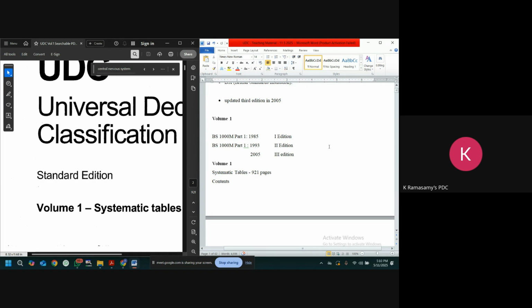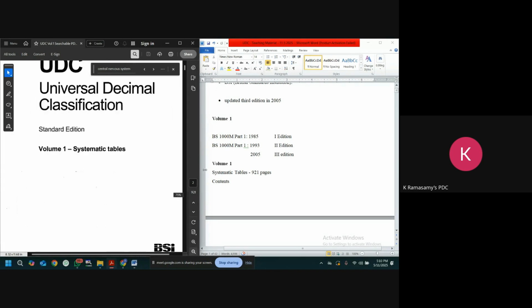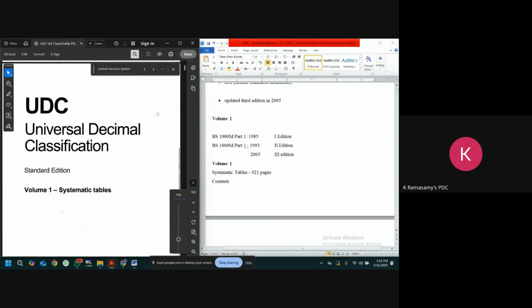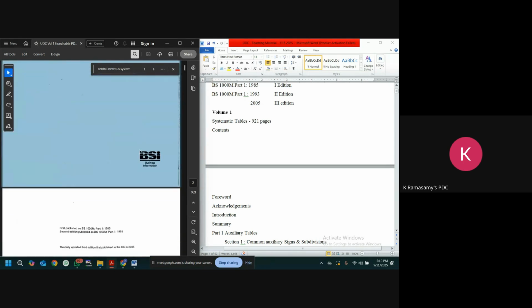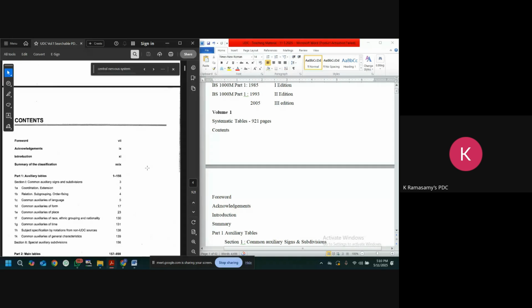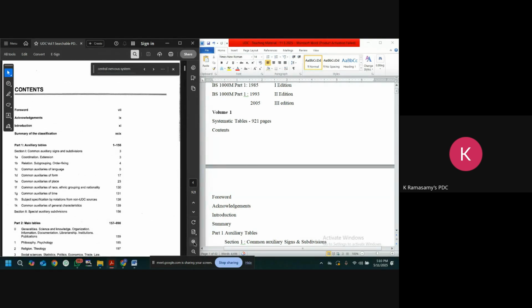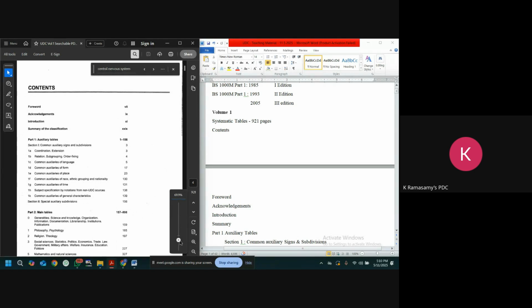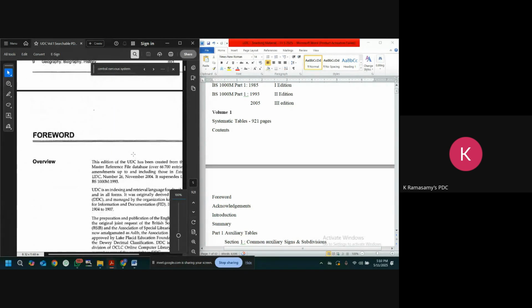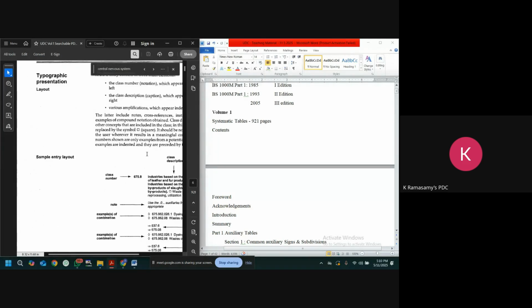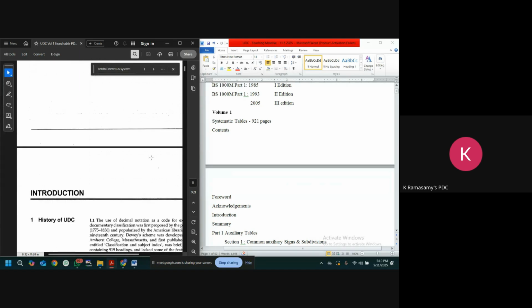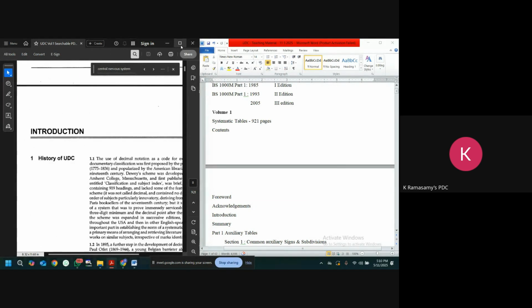Volume 1 is called Systematic Tables, which you see on the left hand of my screen. This is volume 1, Systematic Tables, and it has 921 pages. If you scroll through to identify the components of volume 1, I will just increase it. We have the contents page, followed by the foreword by the editorial team, and then the acknowledgement section. Then we have the introduction.